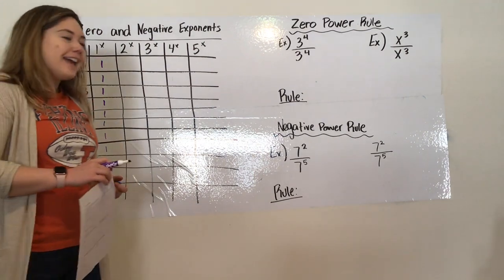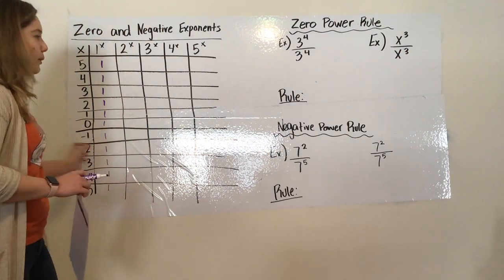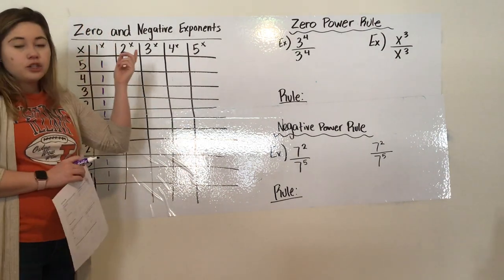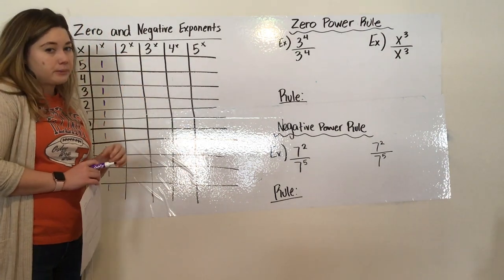Miss Kiefer again, coming to you with some exponent rules. Today we're going to talk about the zero and negative exponent rules.